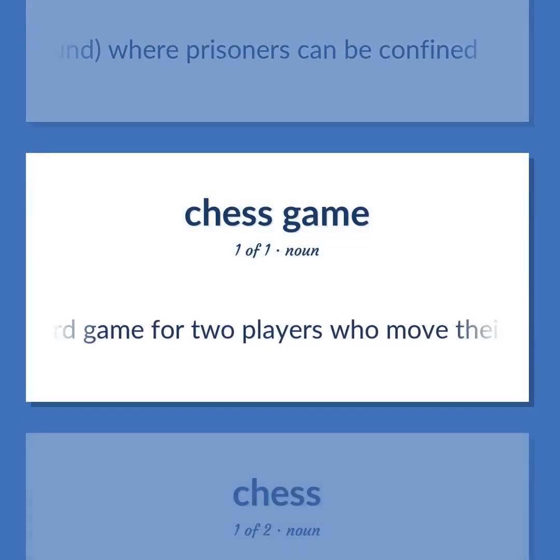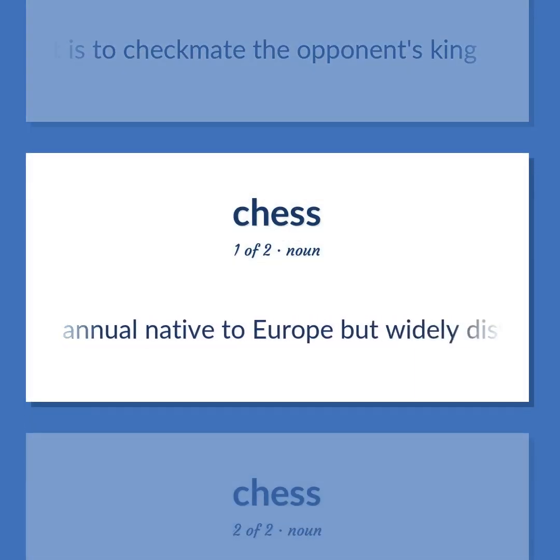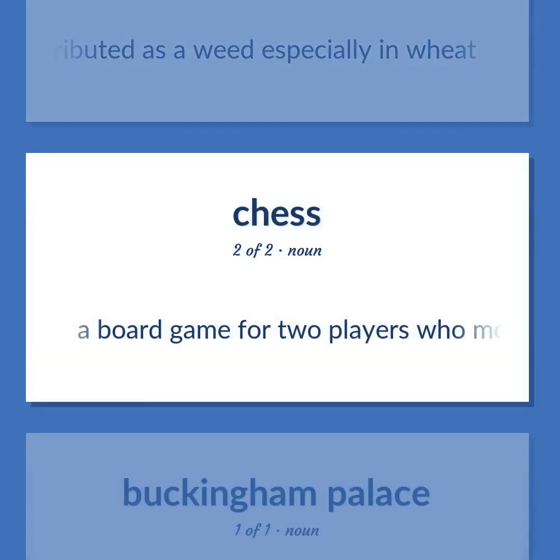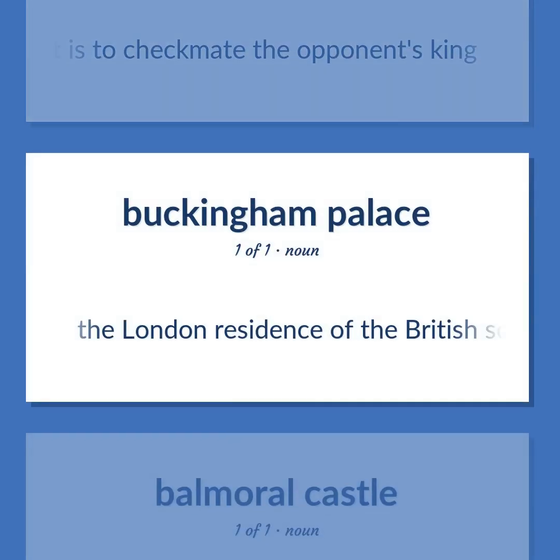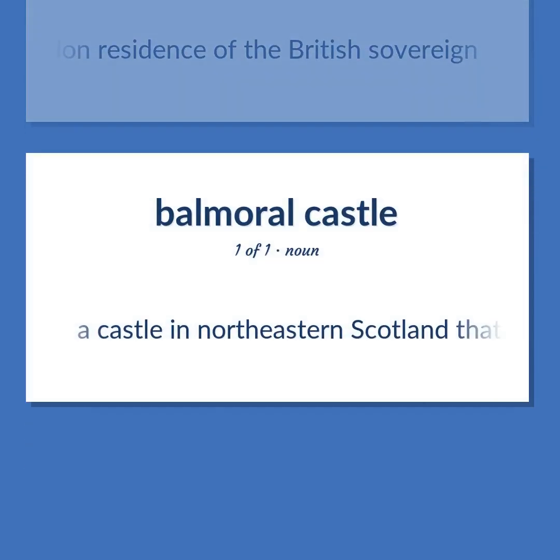A board game for 2 players who move their 16 pieces according to specific rules. The object is to checkmate the opponent's king. Weedy annual, native to Europe but widely distributed as a weed, especially in wheat. The London residence of the British sovereign. A castle in northeastern Scotland that is a private residence of the British sovereign.